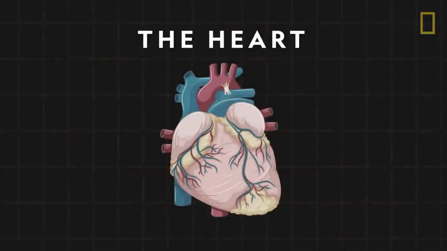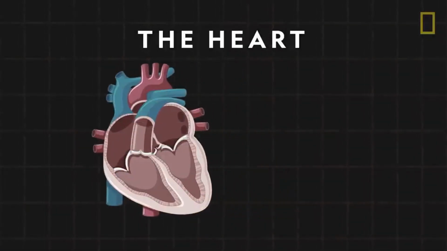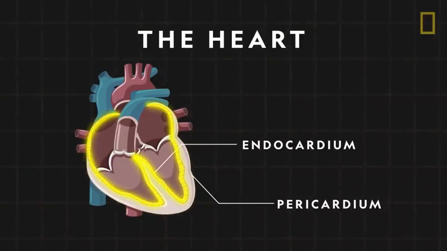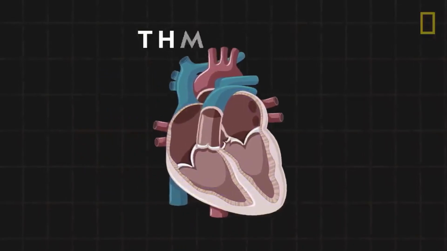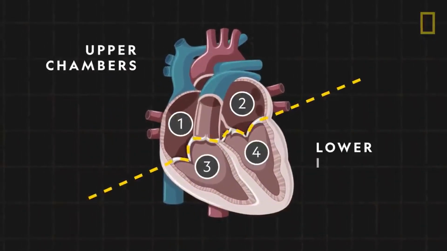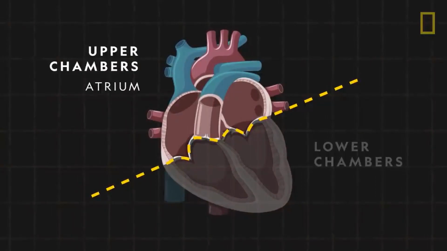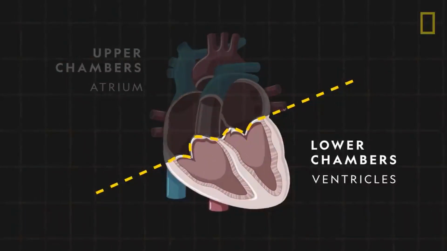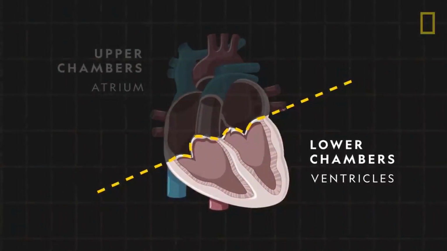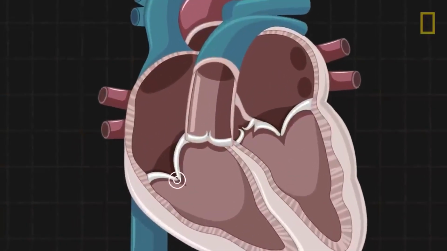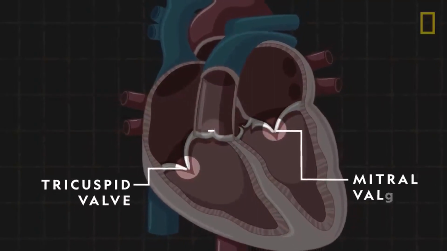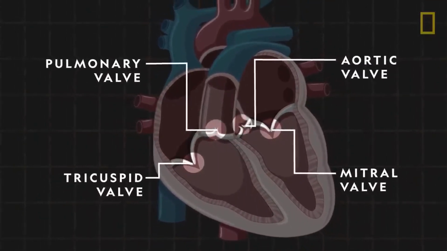The heart is an organ made up of several tough layers of muscle. The pericardium is the thin layer that covers the exterior, while the endocardium lines the inside walls. The heart is divided into 4 chambers, 2 upper and 2 lower. The upper chambers, known as the atrium, receive blood coming into the heart. The lower chambers are the ventricles that pump blood out. Between each chamber are valves that open and close and help keep the blood moving. They are the tricuspid, mitral, pulmonary, and aortic valves.